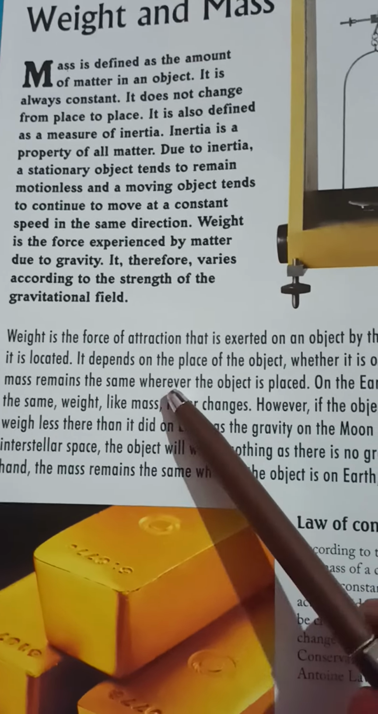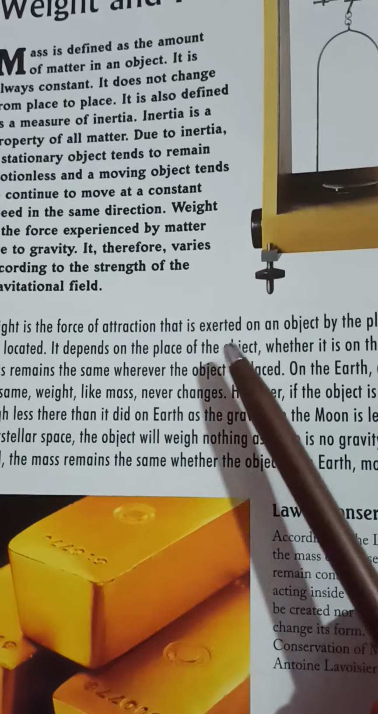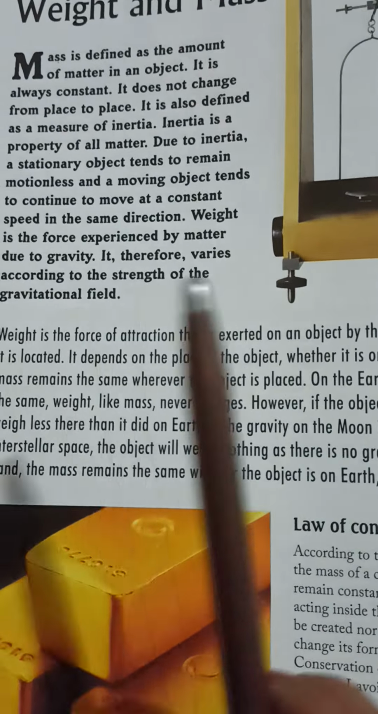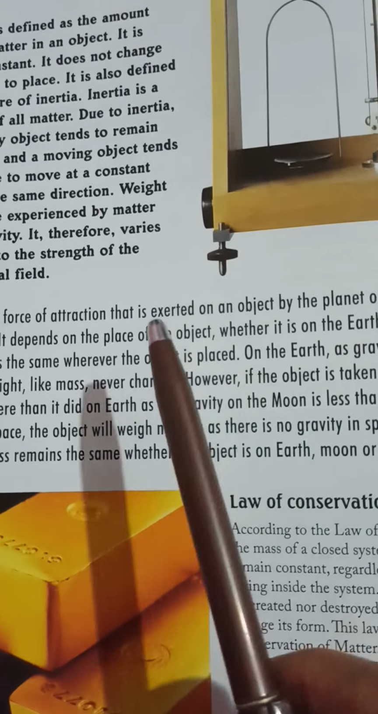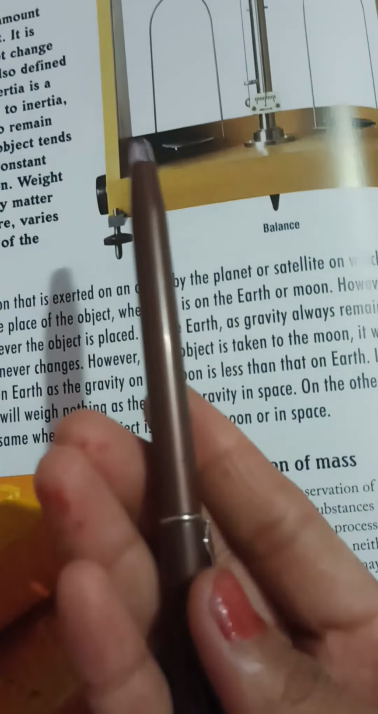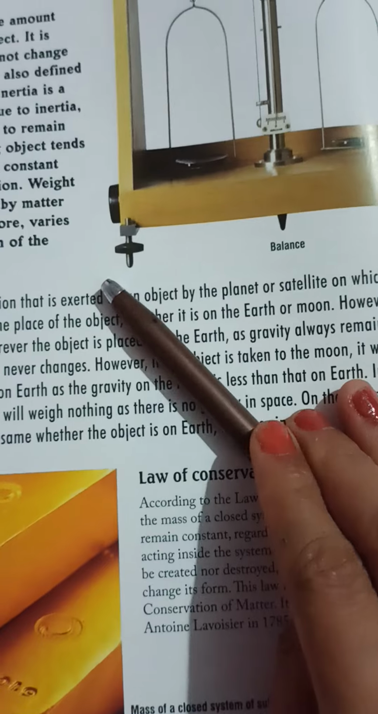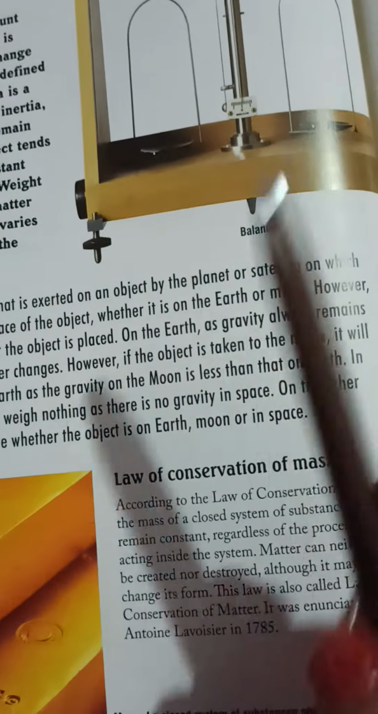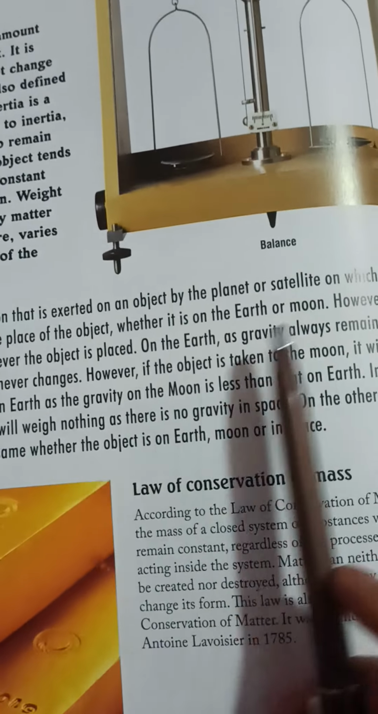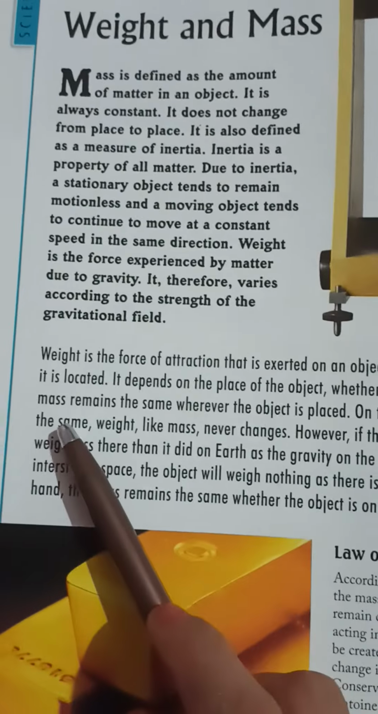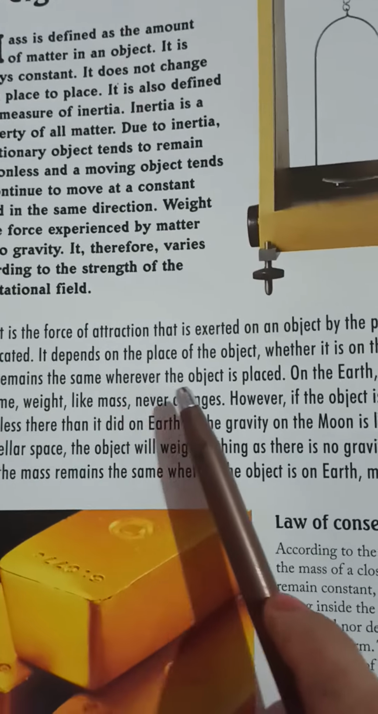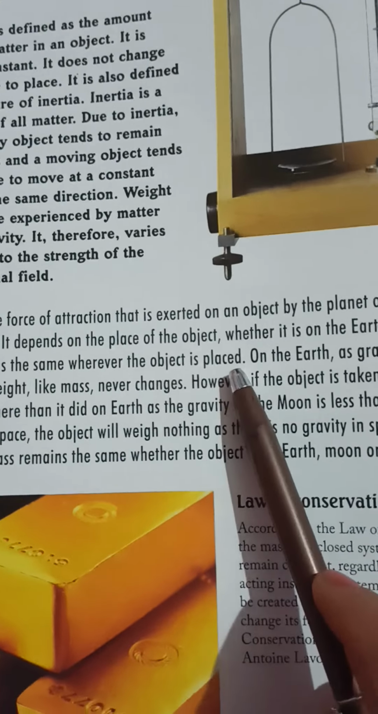It depends on the place of the object. As I told before, weight always depends on the place of the object, whether this pen is on the earth or on the moon. If it is on the moon, the weight will vary. However, mass remains the same wherever the object is placed.